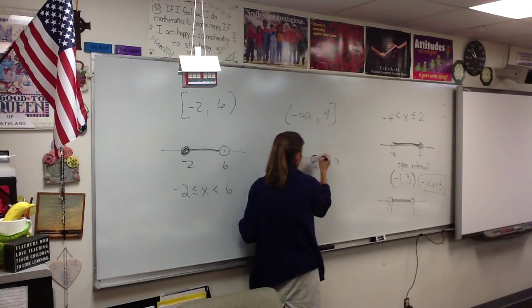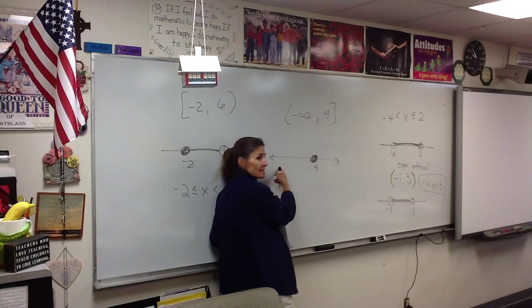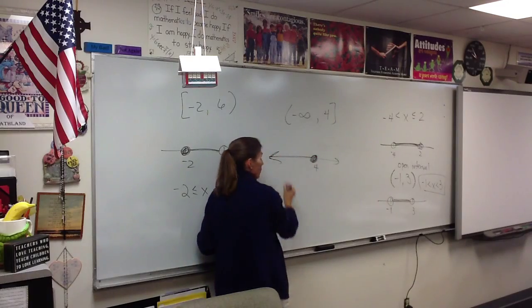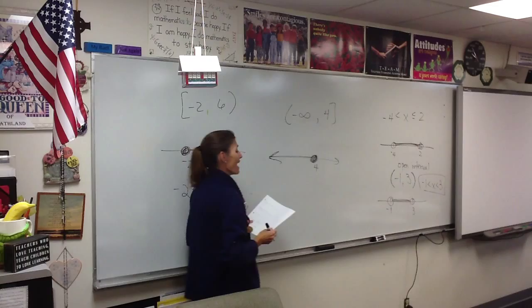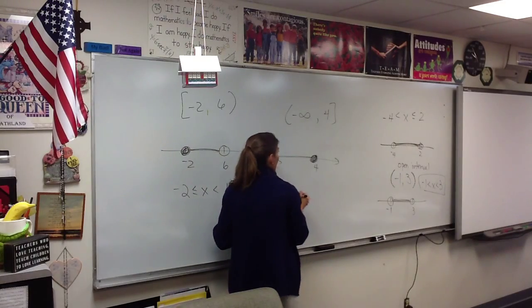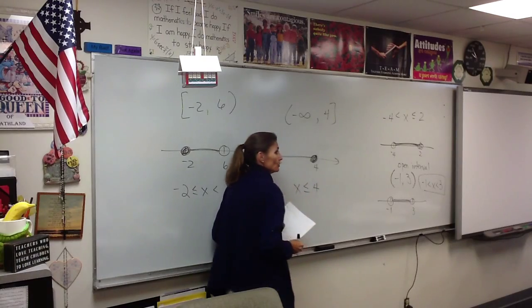What does that tell me? So there's a closed dot at 4, and then what do you think I do? You don't write anything there. I don't write anything over here, I just shade the whole shebang that way, right? So if I were going to write that as an inequality, it would be x is less than or equal to 4.